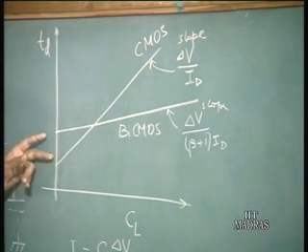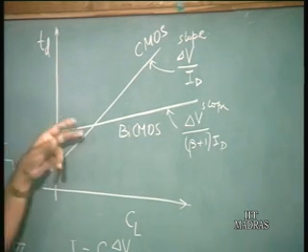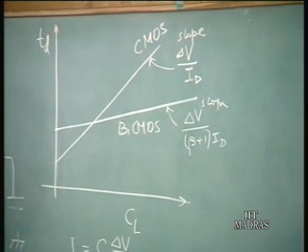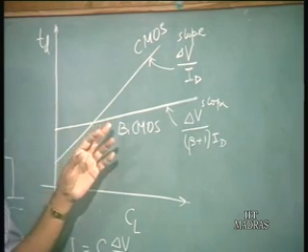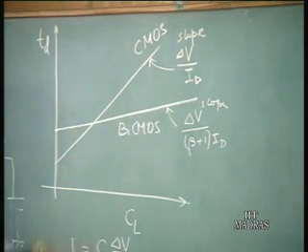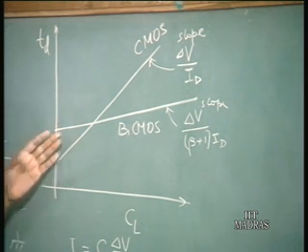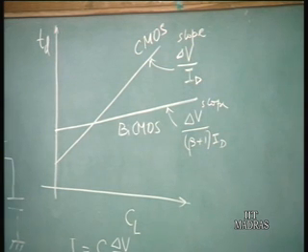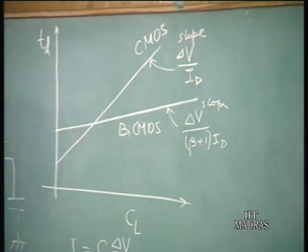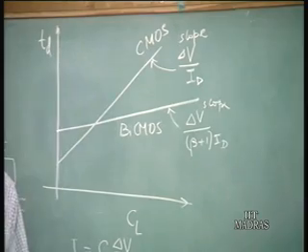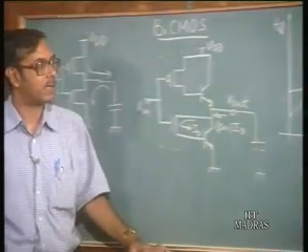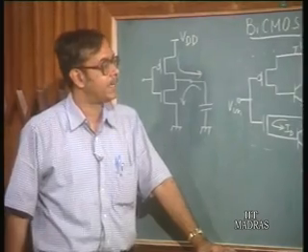Of course, initially for very low capacitance, the BiCMOS may have a slightly higher delay because you are introducing additional components in a BiCMOS. But especially for larger capacitances, because the delay is almost flat, the BiCMOS will be operating with a much lesser delay compared to the corresponding CMOS circuit. So, that is the advantage of BiCMOS compared to the CMOS.